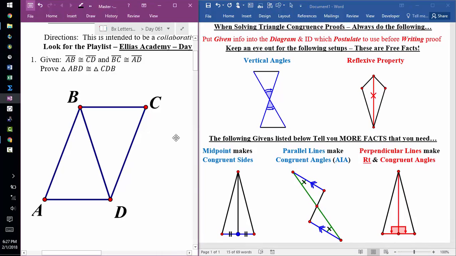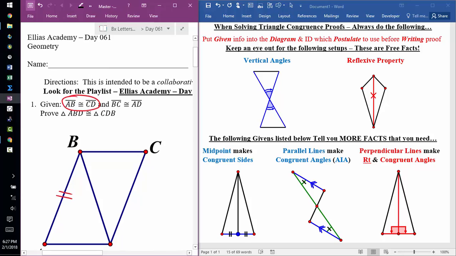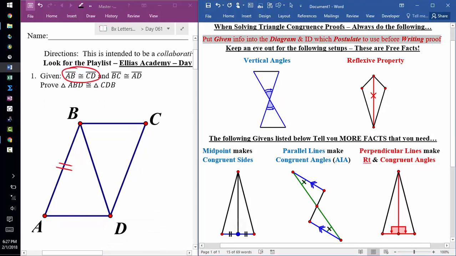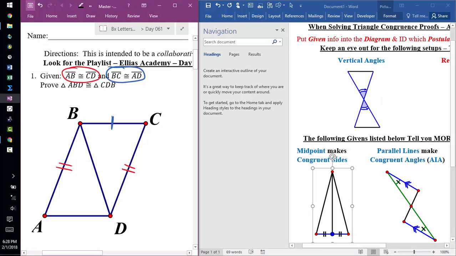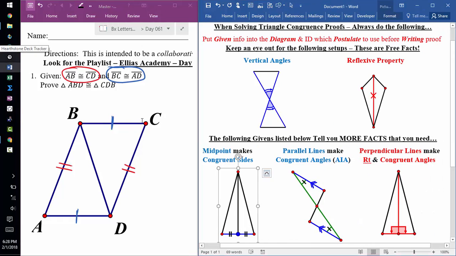So here I'm going to start with this given right here. It says that side AB is congruent to side CD. Boom. So I put that in. Now I'm going to keep on going with my givens. It says that side BC, this one right here, is congruent to side AD. And that's it for the givens. That's all I got.